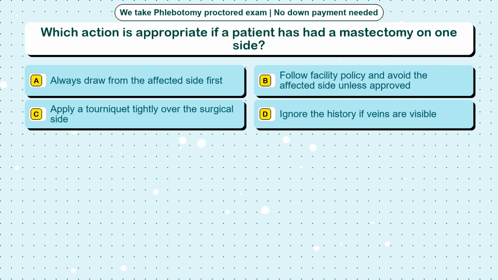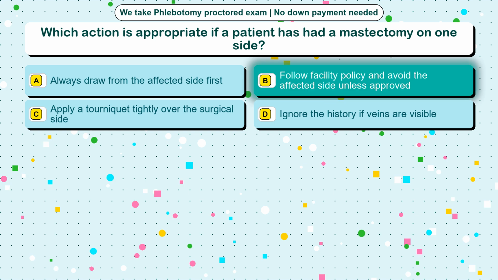Question 2. Which action is appropriate if a patient has had a mastectomy on one side? Option A. Always draw from the affected side first. Option B. Follow facility policy and avoid the affected side unless approved. Option C. Apply a tourniquet tightly over the surgical side. Option D. Ignore the history if veins are visible.